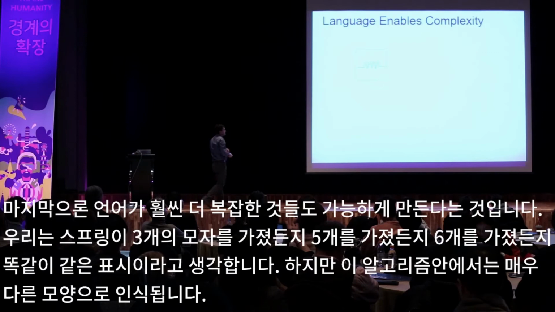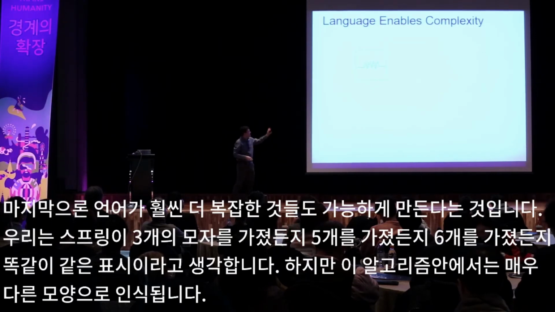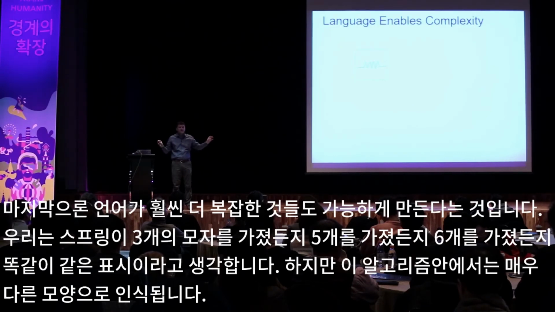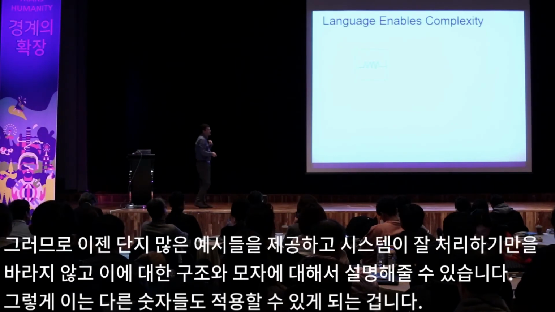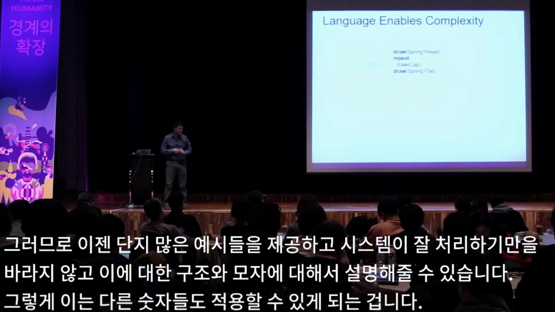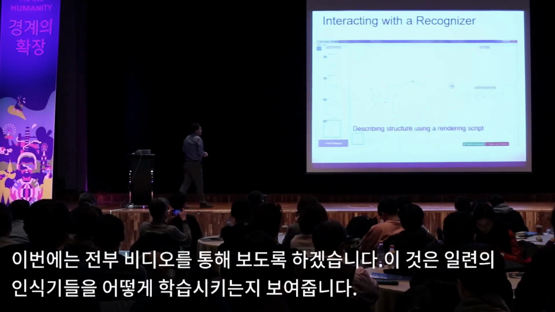And then the last thing is that it enables greater complexity. And so something like this spring, you and I would look at it, and whether it has 3 of these caps, 4 of these caps, 5 of these caps, 6 of these caps, we would still think it was the same gesture. But those all look very different from each other in this similarity space that I've said is how these algorithms work. And so again, you just end up providing a lot of examples and hoping it works. But here we can tell it about that structure, tell it about the caps, and it can fit to the different numbers. And so we'll put that together in a video here.